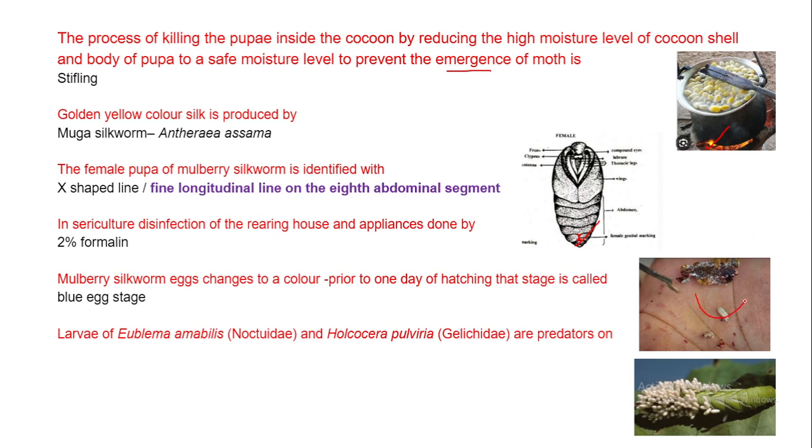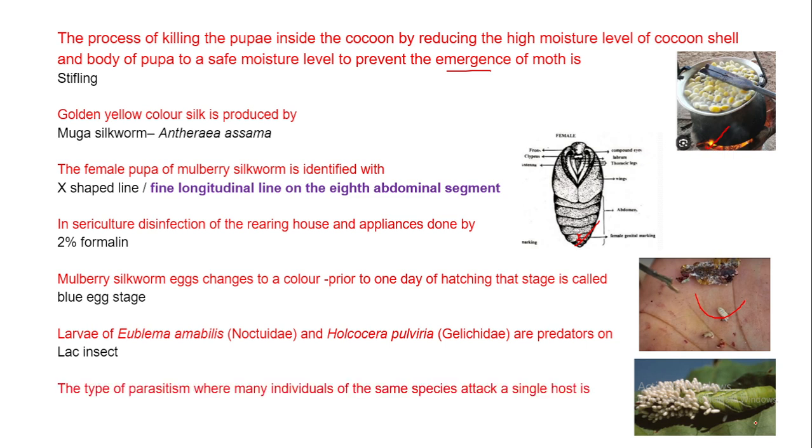Larvae of Eublemma amabilis and Holocera pulverea are predators on lac insect and lac also. The type of parasitism where many individuals of a species attack a single host is known as superparasitism.